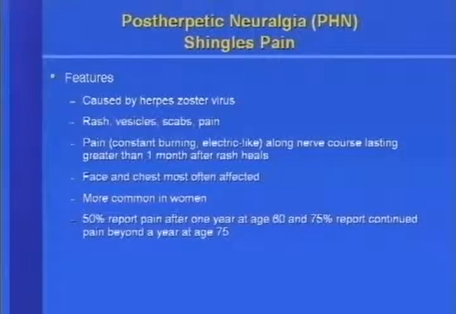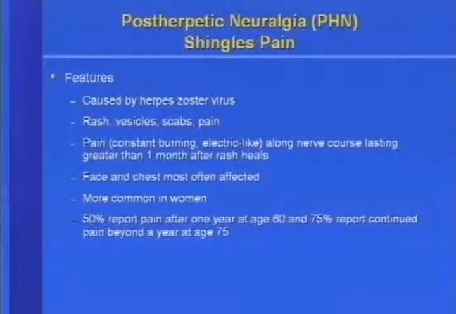And typically patients experience a rash followed by vesicles. The vesicles then scab, and the pain ensues. A lot of those patients describe pain that's burning and electric-like and sort of horrific, not as bad as the trigeminal neuralgia pain, but sometimes very similar, it seems. And the pain courses along a certain dermatomal distribution, and lasts typically greater than 1 month after the rash heals. Often the chest and the face is affected, although there can be other areas as well.